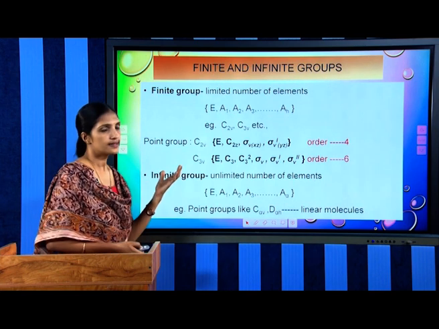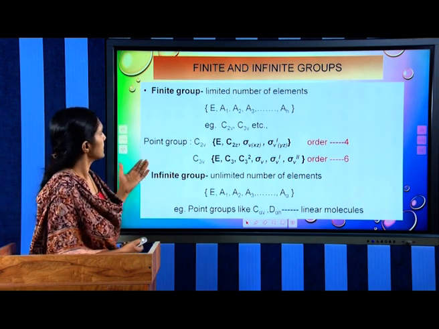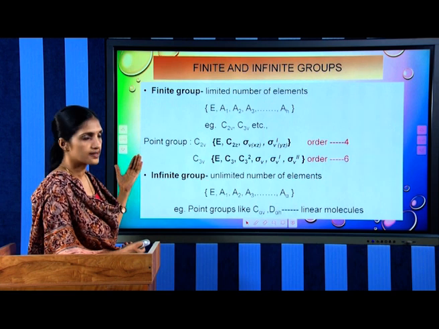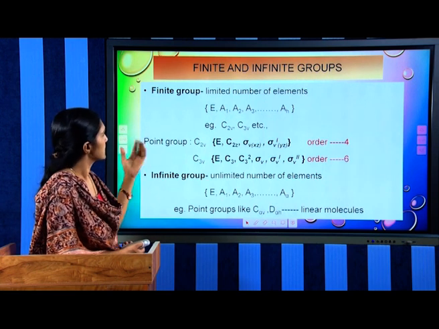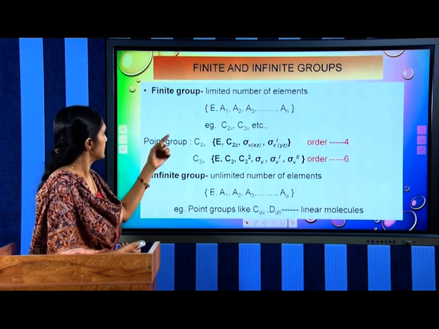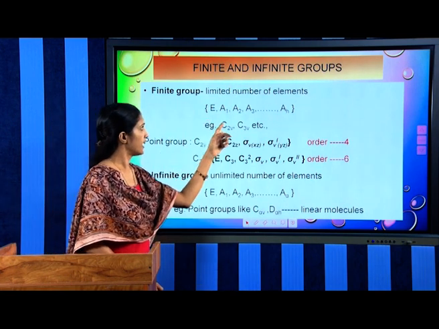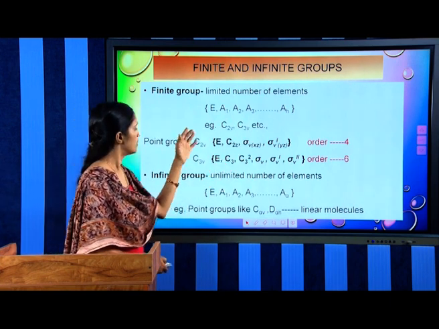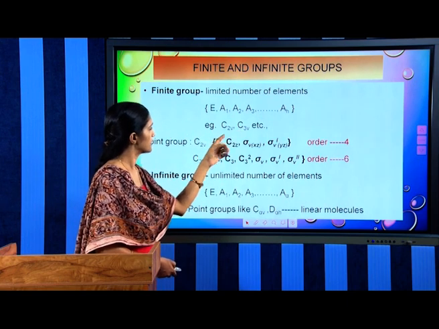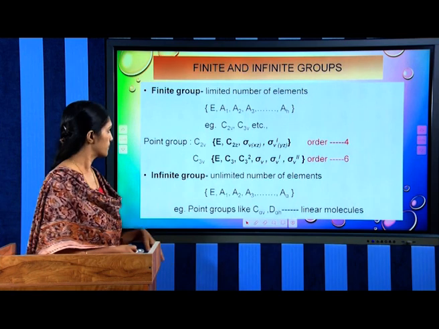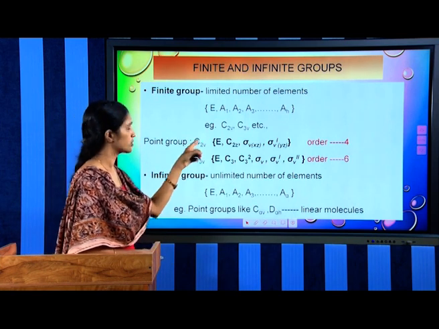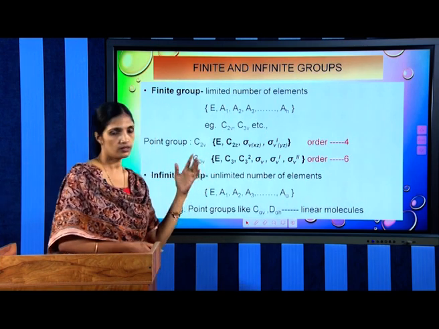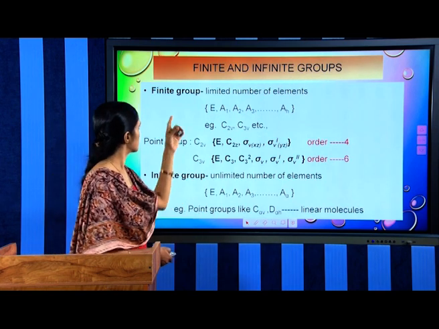Now, another thing we have to discuss is about finite and infinite groups. From the name itself, you can understand what it means. Finite group means it contains a limited number of elements. That is, for example, E, A1, A2, A3, etc. up to Ah. There is a limit h. Examples are C2v, C3v, etc. point groups. For example, the C2v point group we already know, that is the water molecule. It contains only 4 elements. So, its elements are limited, right. So, it is a finite group.